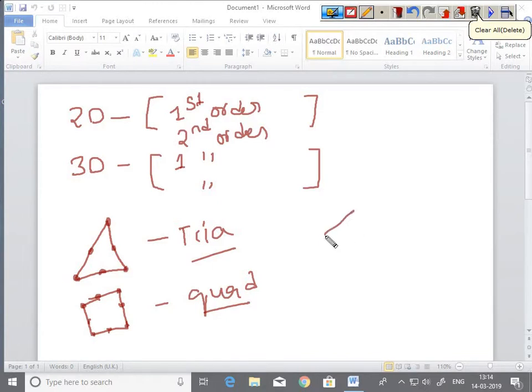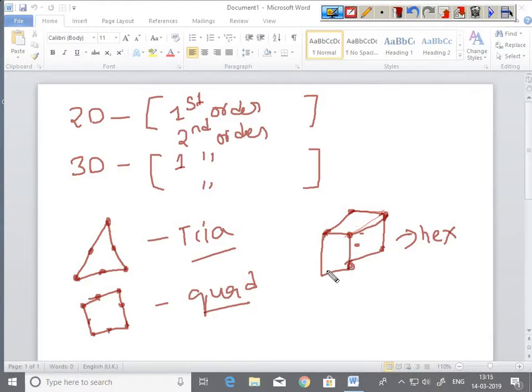Similarly, in 3D, as we can see, this is a cube-like structure, which we call a hexa element. Here you have nodes at every corner, so these are 8 nodes. That is first order, and second order can be obtained by adding midpoints at the edges. So this is second order. So quad will be converted to hexa, and tria will be converted to tetra mesh.